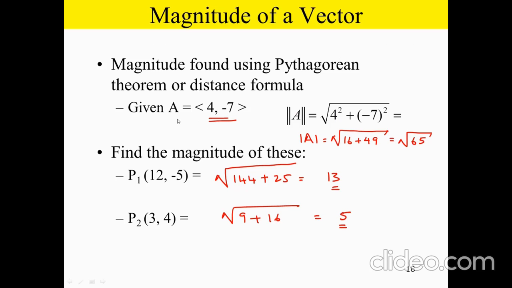So let's do some examples. Suppose you have a given vector a of the format 4 comma minus 7, and you are trying to find the magnitude in this case. Like I mentioned before, the magnitude of a will be the square root of the sum of the squares of all the components of this vector. So you will get the square root of 4 squared plus minus 7 squared. So the magnitude of a is equal to the square root of 4 squared, which is 16, plus minus 7 squared, which is 49. So the total magnitude of this vector is the square root of 65. Okay, and you can go ahead and practice some other examples as well.